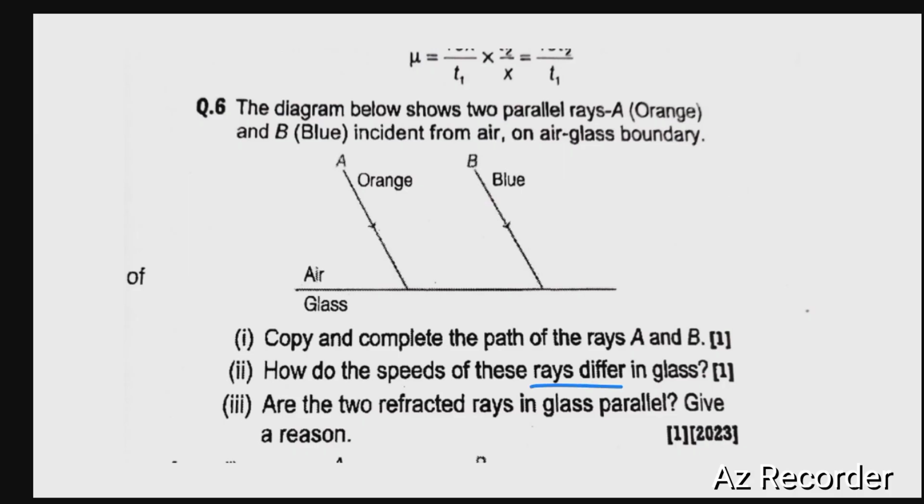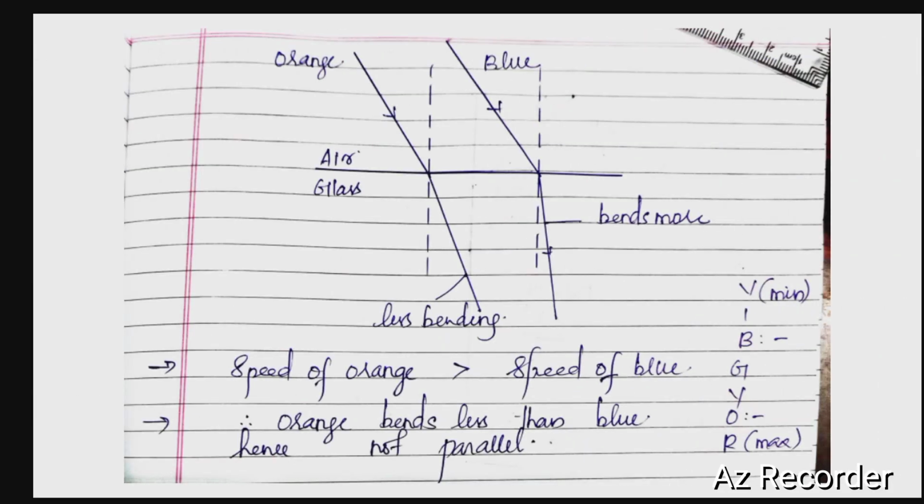How does the speed of these rays differ in glass? We have already discussed the speed of orange in glass is greater than the speed of blue in glass. Are the two refracted rays parallel? No, the refracted rays are not at all parallel.